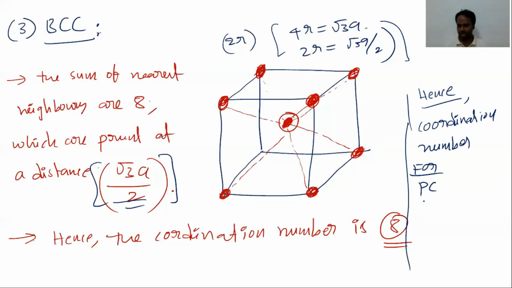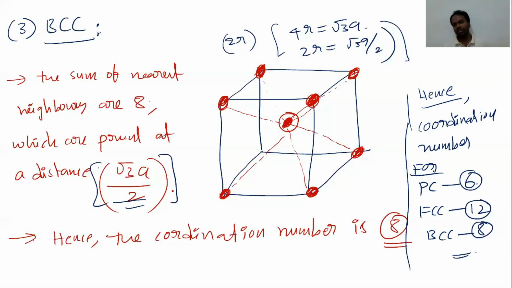PC, the lattice point in PC, what is the coordination number? 6. FCC coordination number is 12, whereas BCC coordination number is 8. So these are the conclusion points. So that's all for today's session.